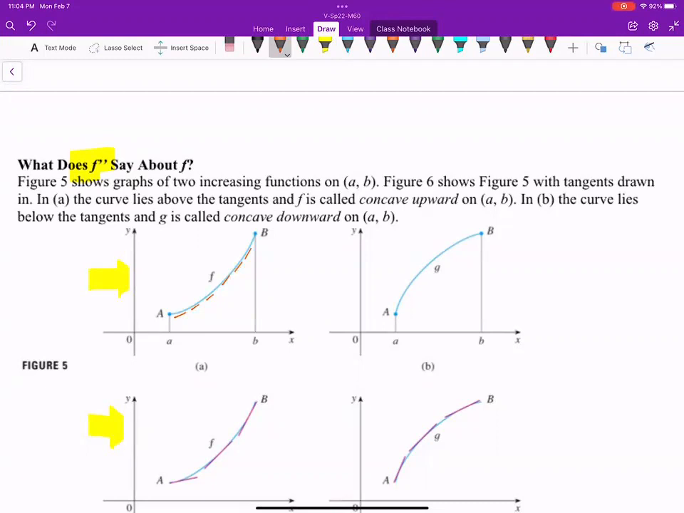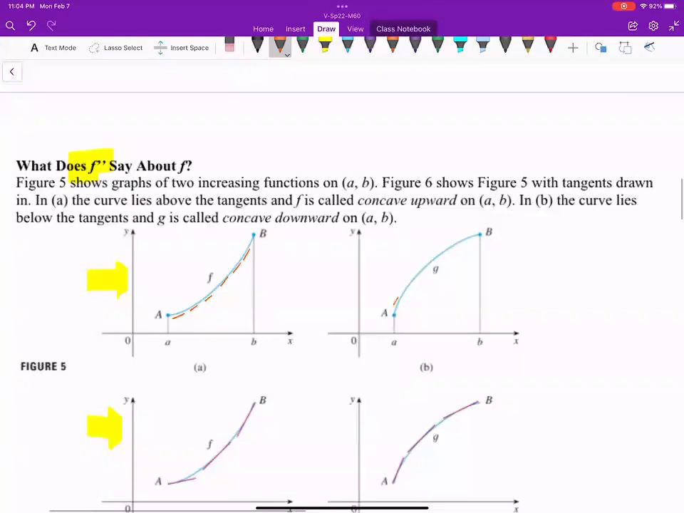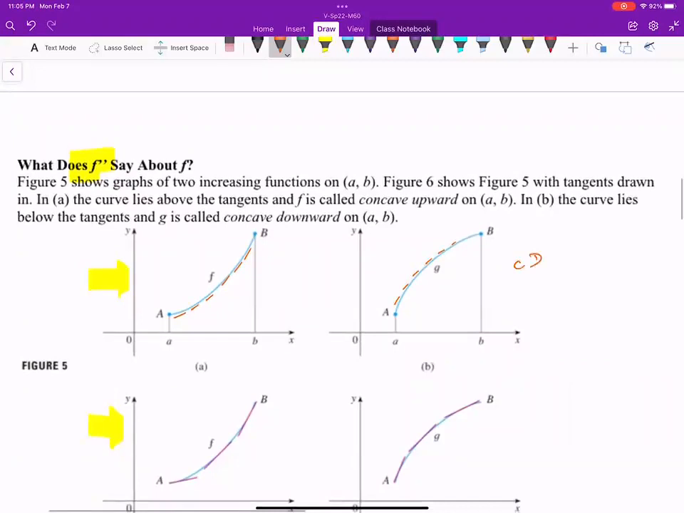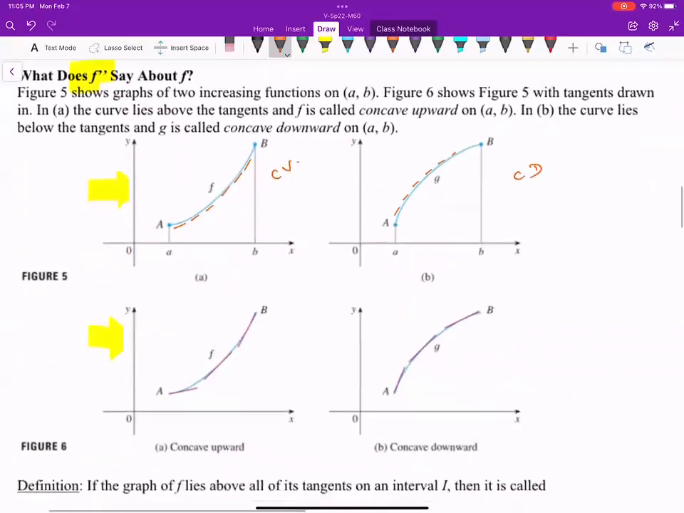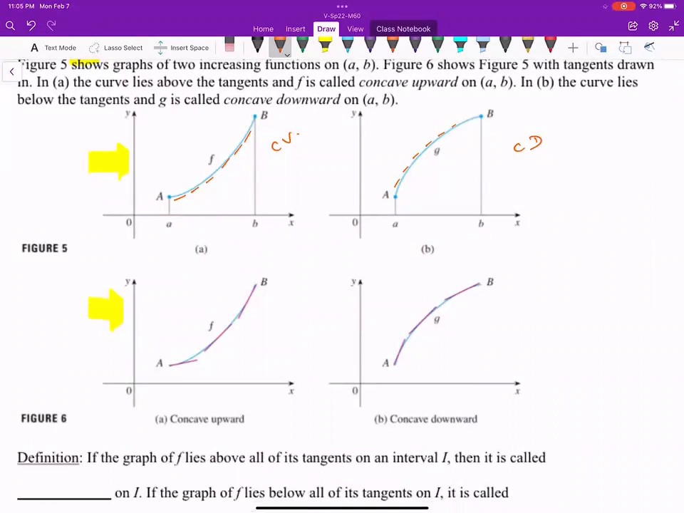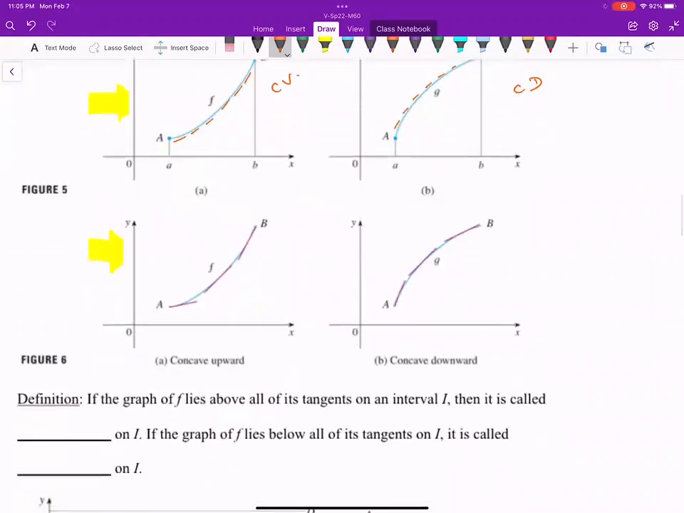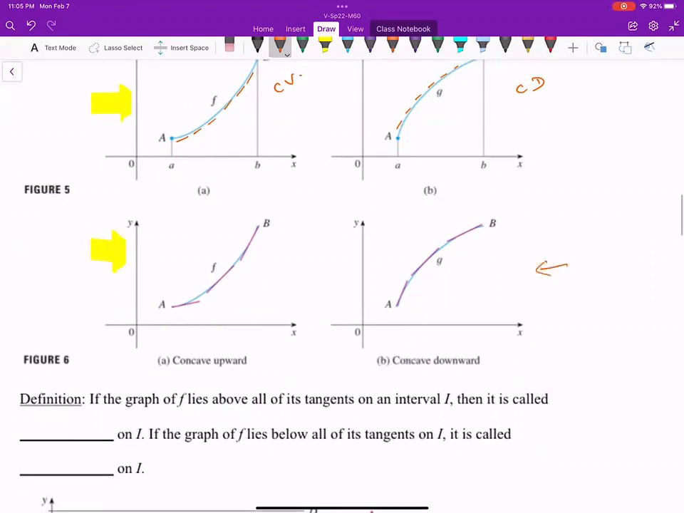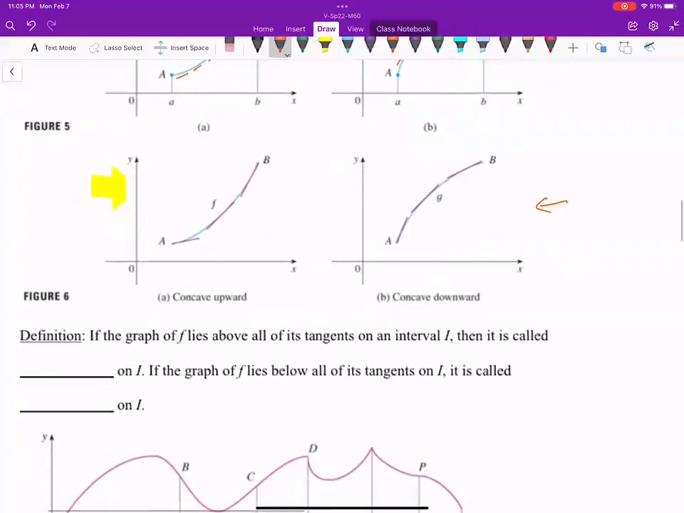In the right side of figure 5, you notice that all the tangent lines are above the curve. So in this one it is concave down, and this one is concave up. So in this picture, you notice that the entire graph is above its tangent lines in figure 6. Similarly, for a concave downward graph, the entire graph is below all of its tangent lines.